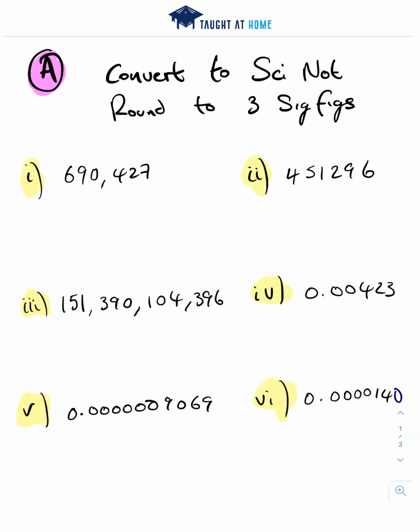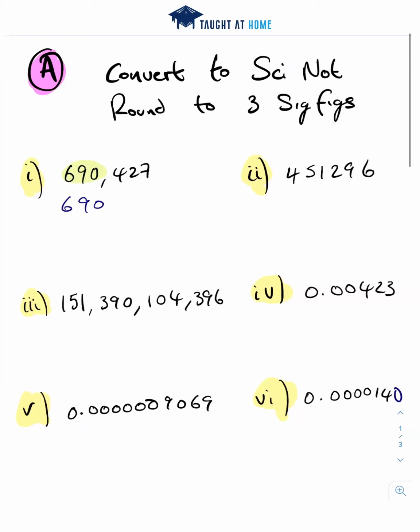690,427. So what we'll do first of all is we will look at the significant figures, and what we want to do is round this to 3 significant figures. So we're going to look at the first 3 figures there, and I'm going to look at the fourth one, which is a 4. 4 doesn't round this 0 up, so it's going to just remain, and we'll be writing this as 690, and now the decimal point has to go between the 9 and the 0 here, so it'll be 6.90 times 10, and we have to figure out what the index will be.